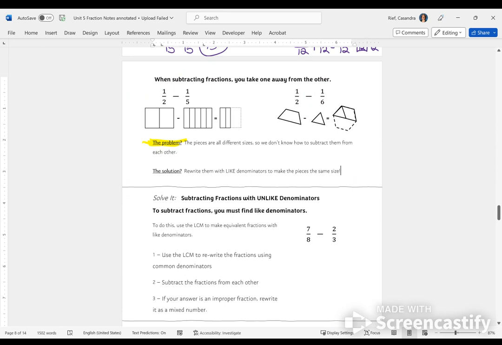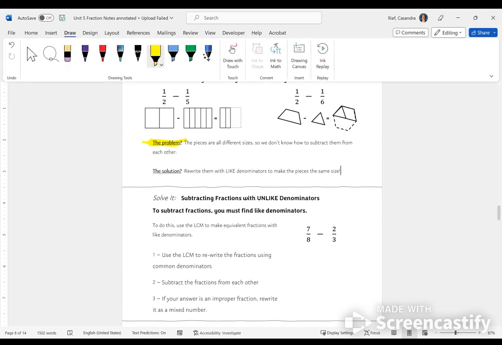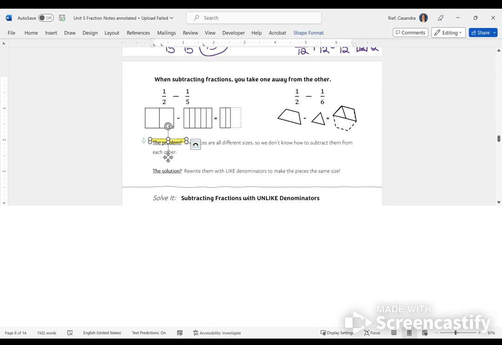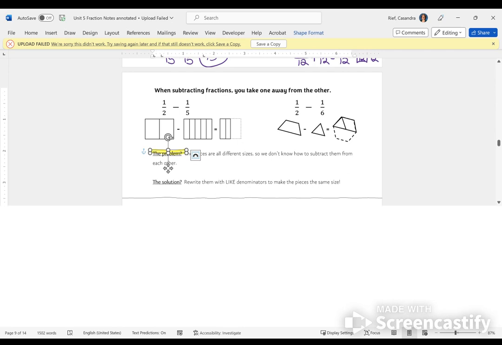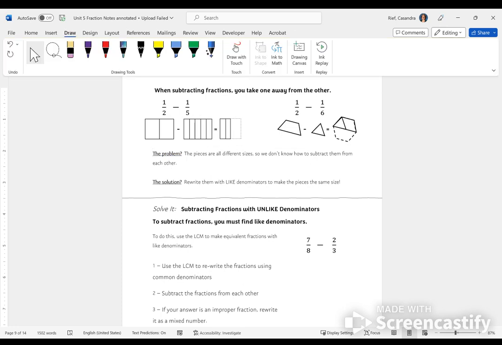The good news is that when you are subtracting fractions, we can basically do the exact same thing. Let me show you what I mean. When I am working with fractions and I want to subtract them, I can look at what's really happening. So like for example, here I have 1/2 minus 1/5.